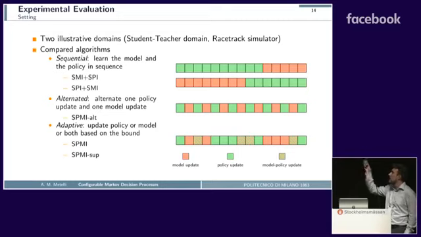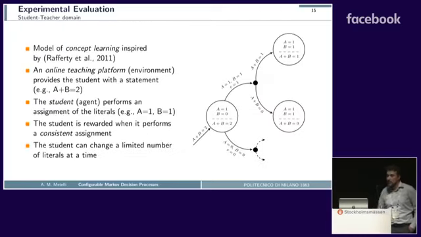And here we have SPMI, which is the algorithm we presented so far, and SPMI SUP, which is basically the same algorithm using a more conservative lower bound. The first domain we consider is the student-teacher domain. It is a simple abstraction of a student interacting with an automatic online teacher.